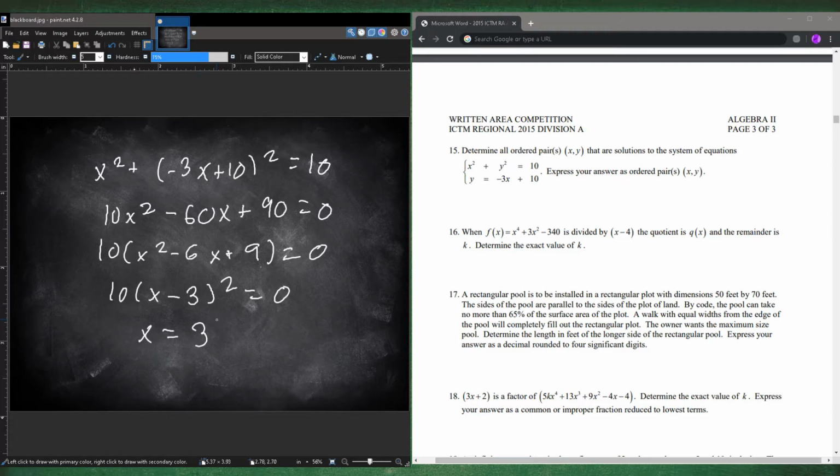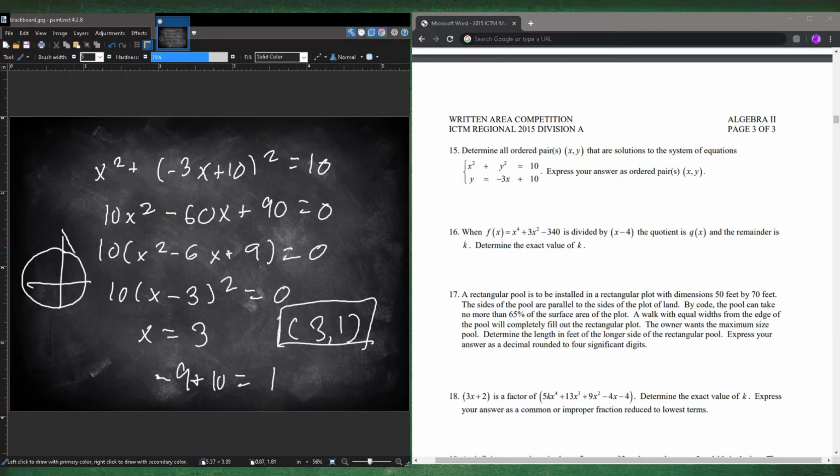So we know x is equal to 3. We plug in 3 into, let's say, the linear function, right? So that's negative 9 plus 10, which is equal to 1. So our coordinates are 3, 1, which is the only coordinate, because this has a double root. So in our picture, it was kind of accurate. It's more like this and something like this, where it intersects at only 1 point. So the answer is 3 comma 1.